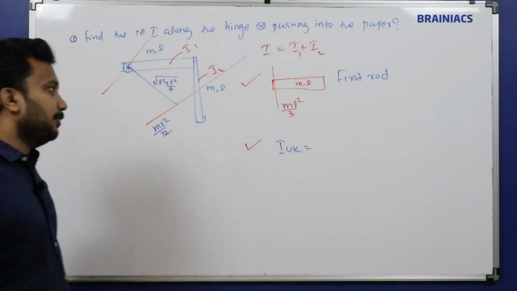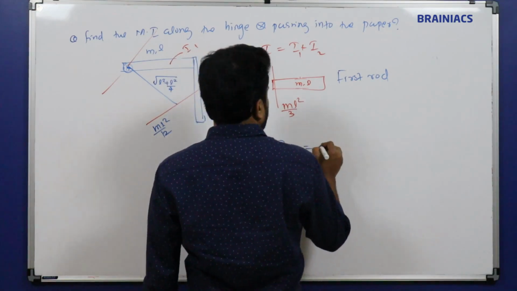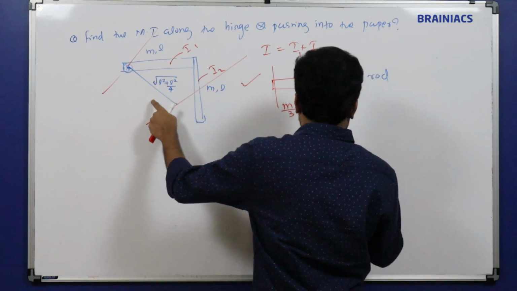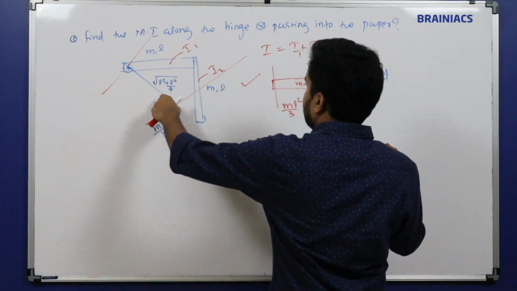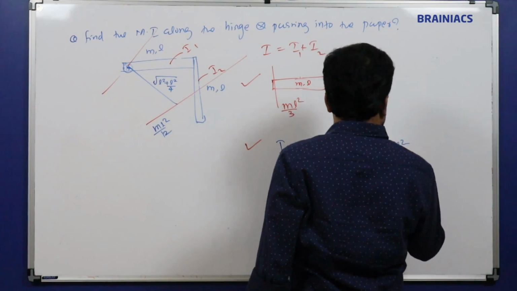For the second rod we are calculating the moment of inertia about the unknown axis. We are applying the parallel axis theorem. The moment of inertia about a known axis, ml square by 12, is the known axis. So ml square by 12 plus mass times the square of the distance between them, so L square plus L square by 4.